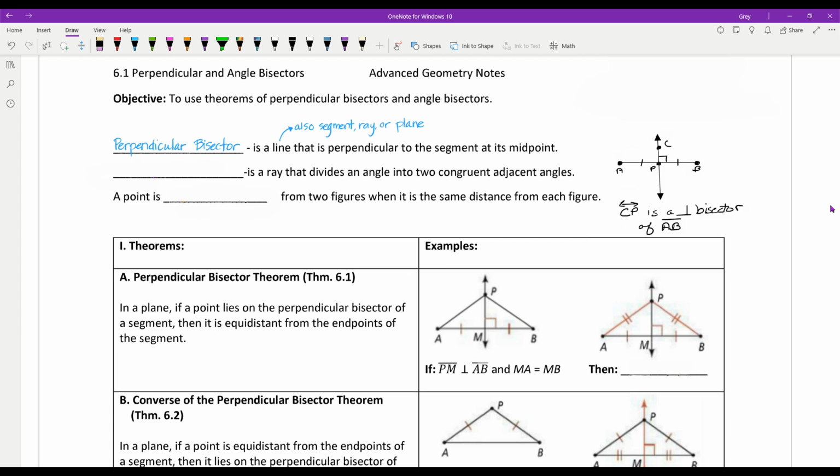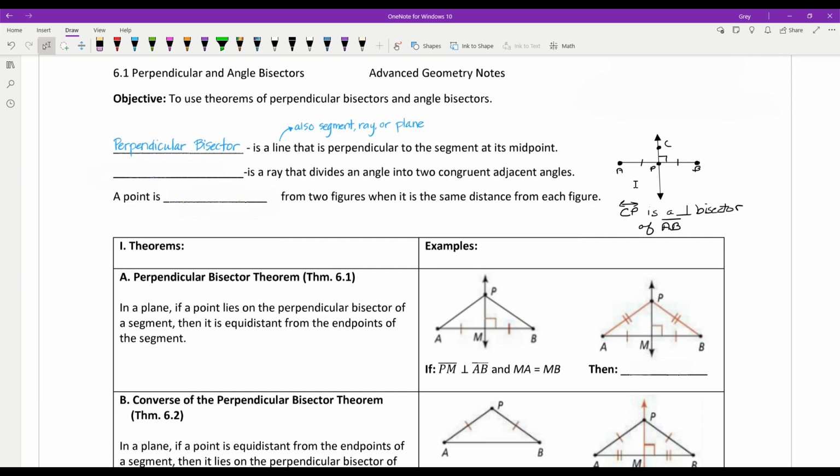Here's a picture. You probably already have it on your note sheet. CP is a perpendicular bisector of segment AB because it's perpendicular by that little symbol there. And these two tick marks tell us that those two segments are congruent, and therefore it bisects the segment.